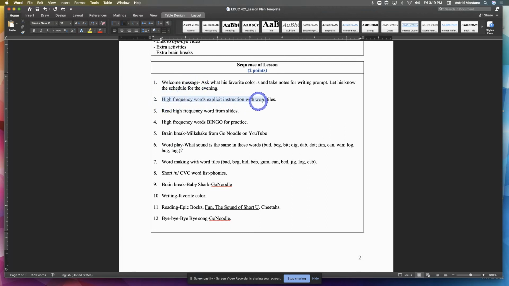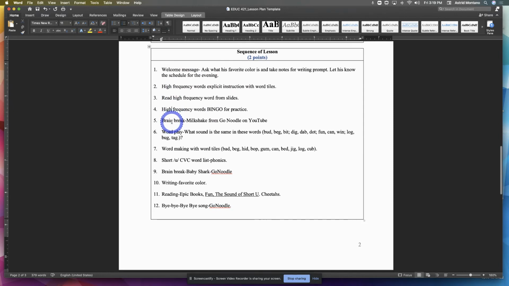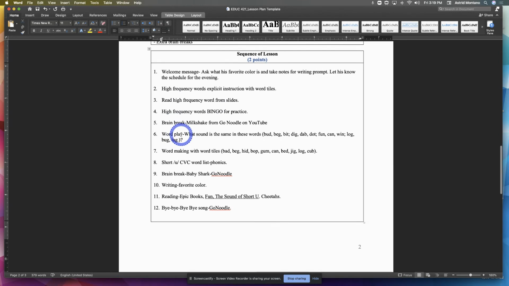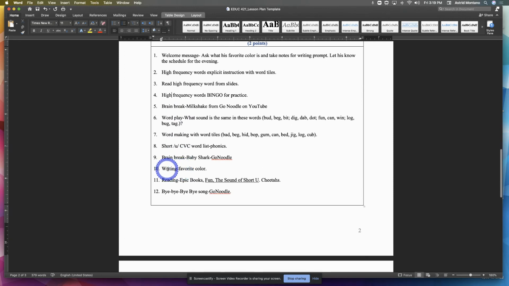Here's my first instruction with the high frequency words, explicit instruction. So then you'll notice these 3 sections here are high frequency words. Then I have a brain break. Now I'm having word play, short U, that's my second objective, another brain break. And then my third objective, that writing objective, is writing. And then we read, and then my final goodbye, the song.